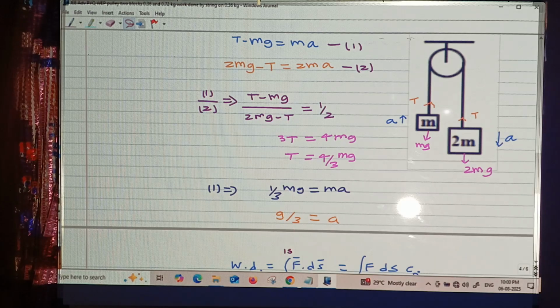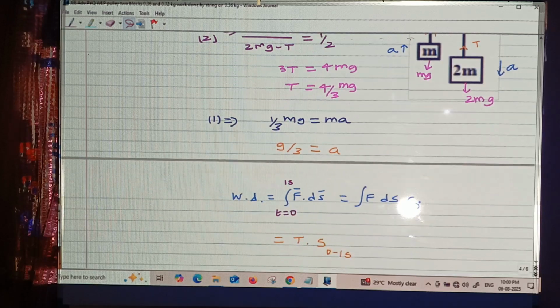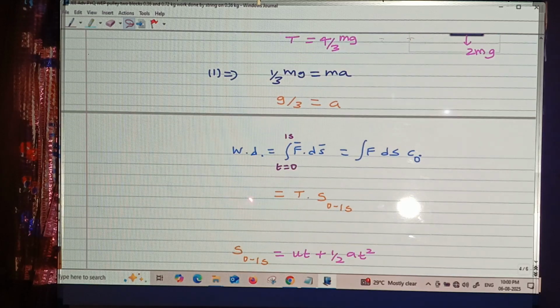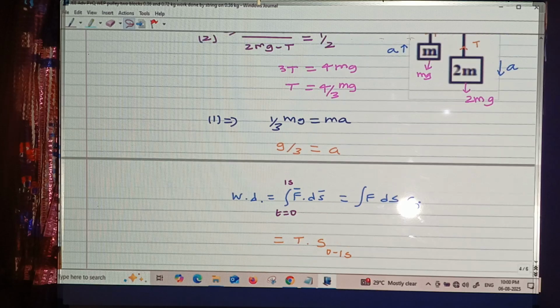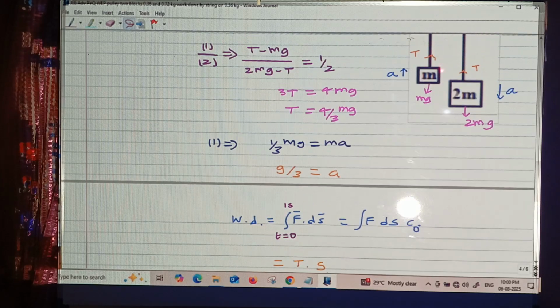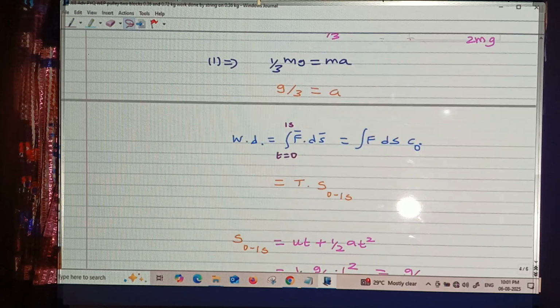So work done in the first second is F dot ds between the time interval 0 to 1 second. And the angle between F and ds is 0 because the force acting on the mass m, which is the tension, is upwards along the string, and ds is also along the string, in the same direction. So the angle between the force and the displacement is 0. And force is the uniform force. It's not a variable, so it will come out of the integral sign. And integral ds will be the total displacement in the first second.